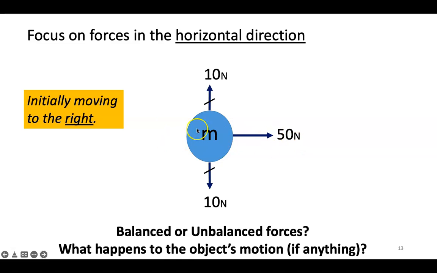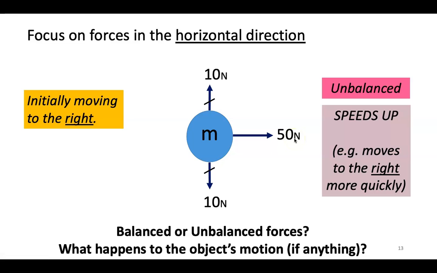Horizontally, we don't see only one force. So the question, are the forces balanced or unbalanced? They're unbalanced, meaning there is a net force of, in this case, 50 newtons horizontally. Now, we notice that the object is initially moving to the right, and the unbalanced force is to the right. So this force is going to create an acceleration that reinforces the existing velocity. So it's moving to the right, it's accelerating to the right, so it's going to speed up, getting faster and faster.